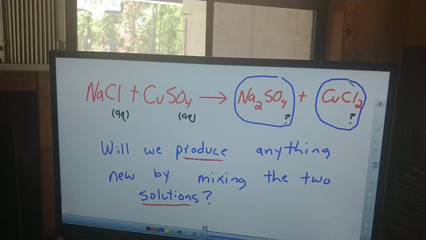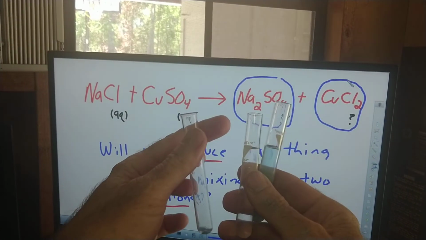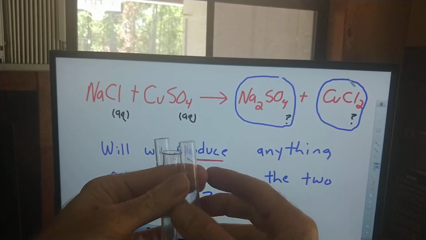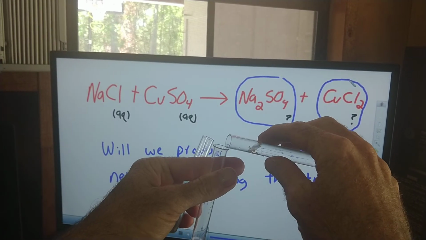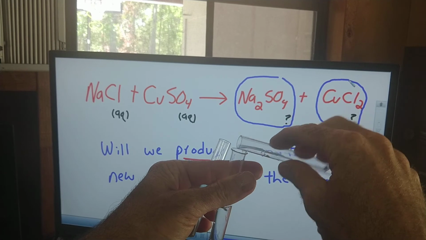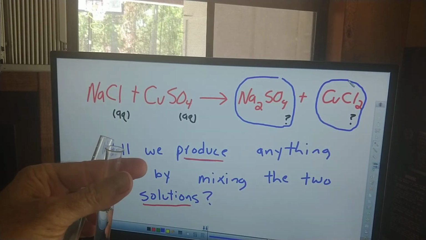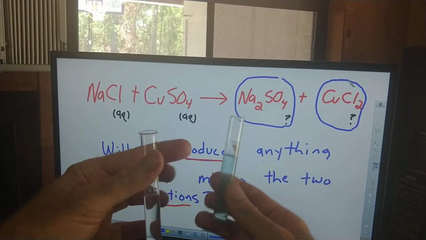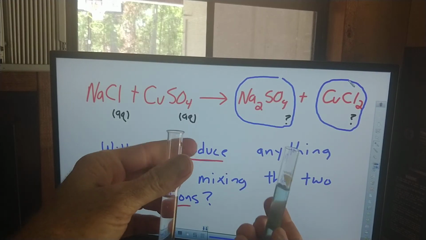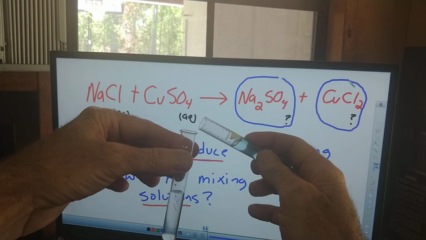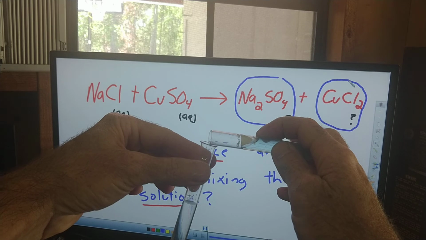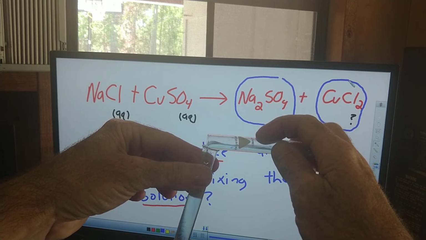Just watch. All right, here's a clear test tube. I'm going to put some sodium chloride in it. There's some salt water right there. All right? And now I'm going to pour, see this blue mixture, I'm going to pour some copper 2 sulfate in it. And hold your breath, see if something exciting happens.